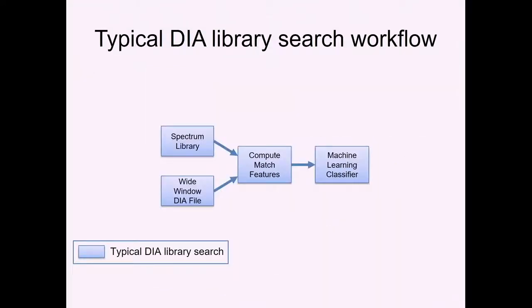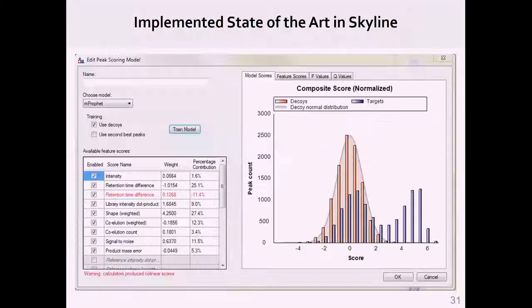So the most common way that this is done is using what people call a spectrum library search workflow. And I think you've already been introduced to this a little bit, and I know you'll be introduced to it a lot more. And that is basically you have your wide window DIA file. You have a spectrum library which contains information like the relative intensities of the individual product ions, but also your iRTs, your retention time information. You then compute different scores between this library and the wide DIA file, and then you use a machine learning classifier to basically help try to distinguish your correct from incorrect results.